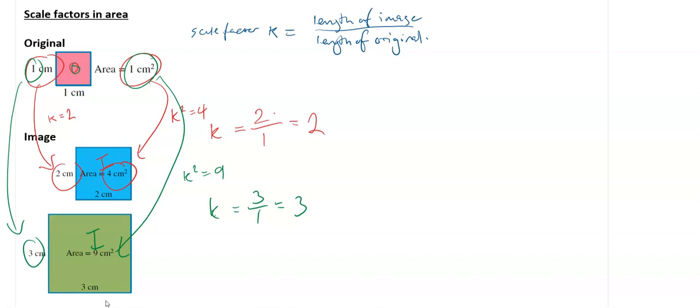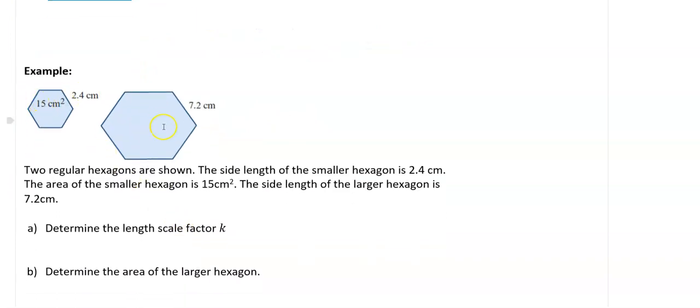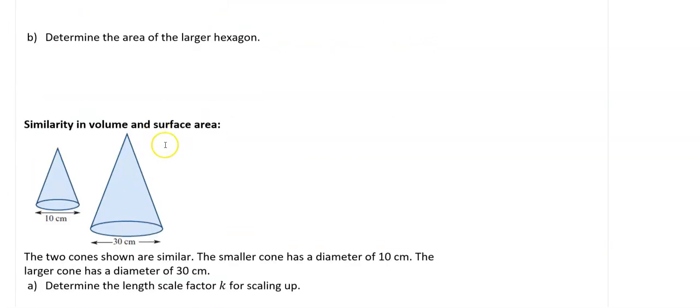Now, believe it or not, area and surface area follow the exact same principle. So if you have a flat shape, you use k squared, but also in a minute we're going to do a cone as well, and it's the same process for surface area.